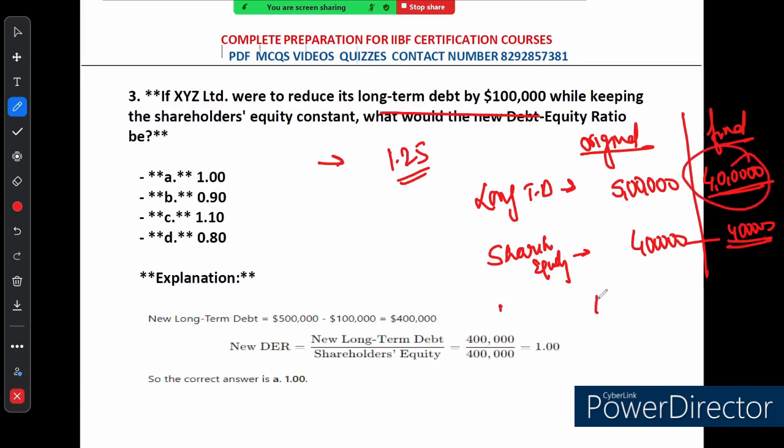This is long term debt divided by shareholder equity, which is nothing but 1, right. So the correct answer is 1. Option number A is correct. That is what the new DER is, which is nothing but 1. So this new DER, what does it tell us?